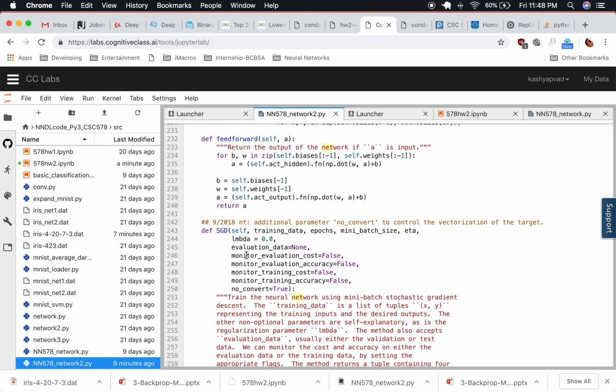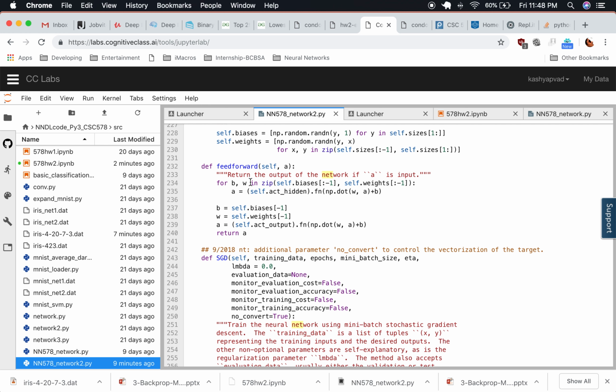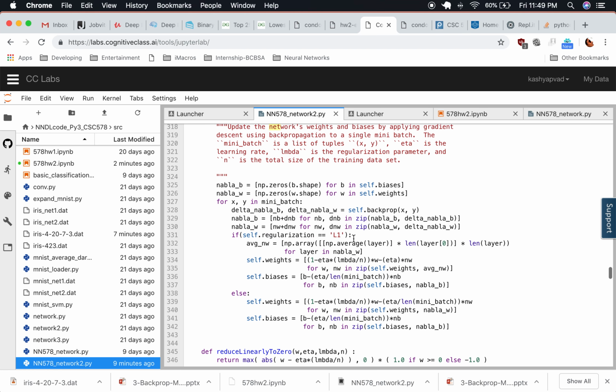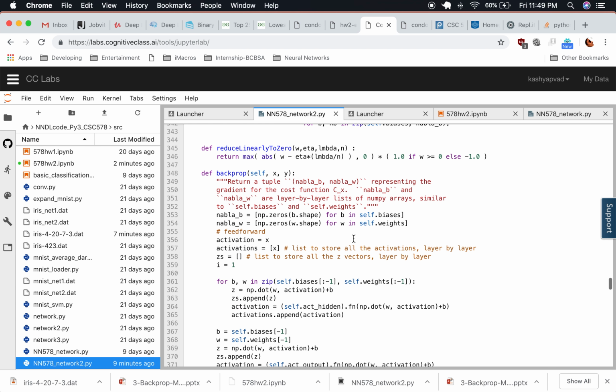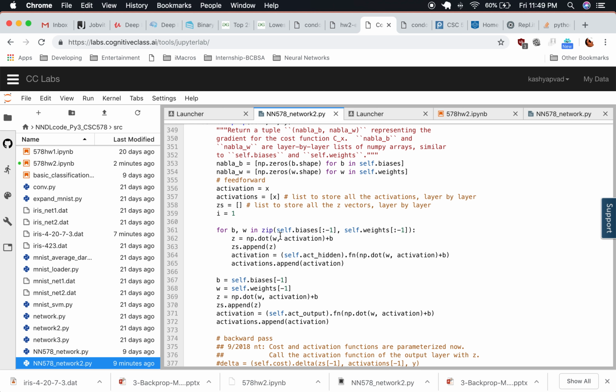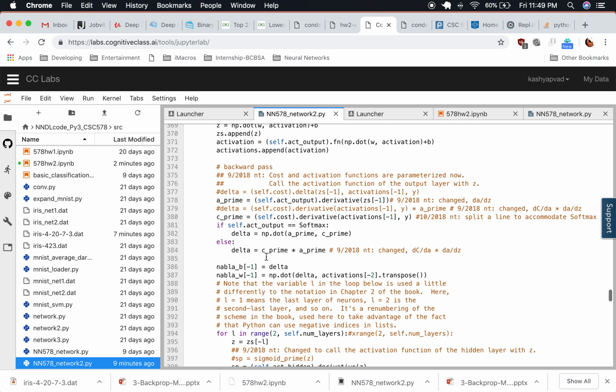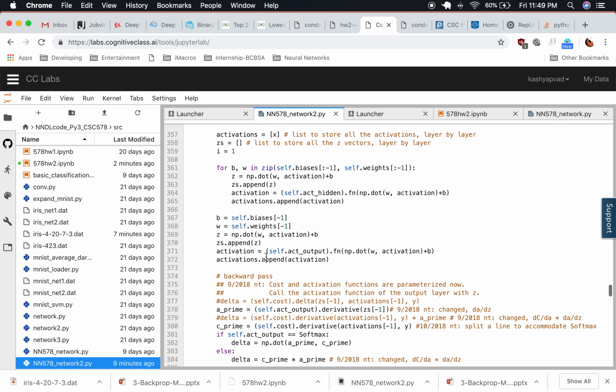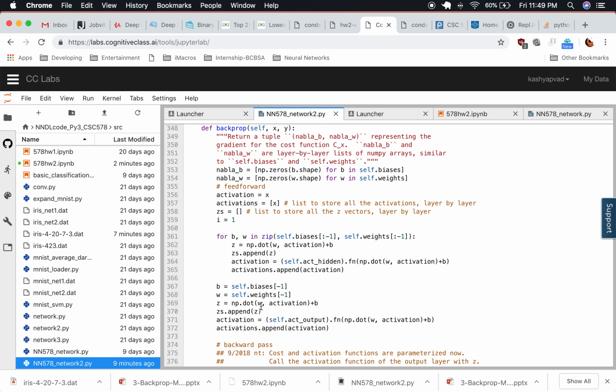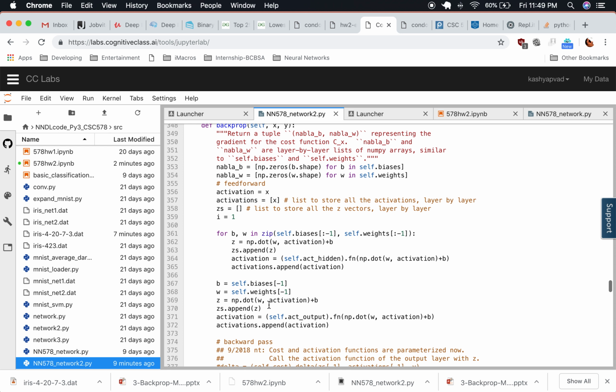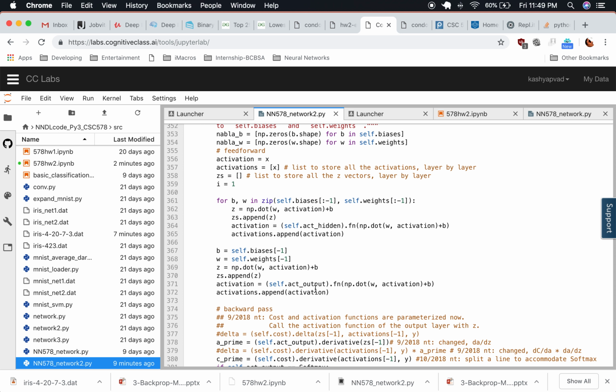After that, I had to edit the feedforward function so that it considers activation hidden and activation output parameters, so that it applies hidden for the hidden layers and output for the last output layer. And I had to do the same thing in the backprop function in the feedforward phase. So this is where I did that. So use the hidden for hidden layers and output for the output layer.